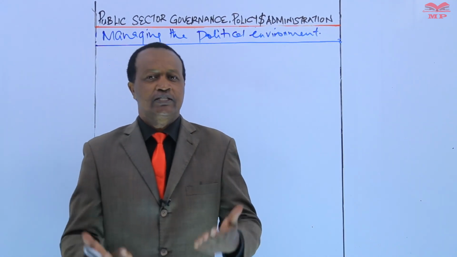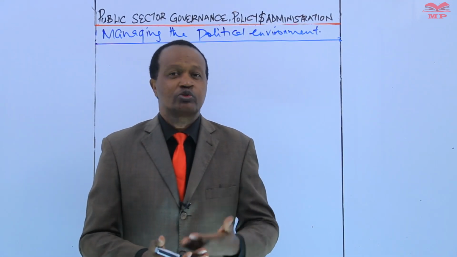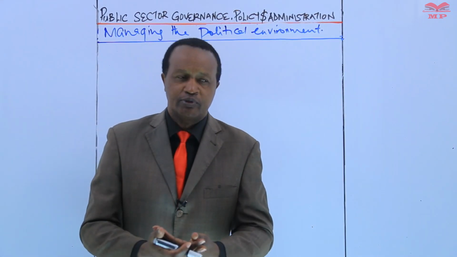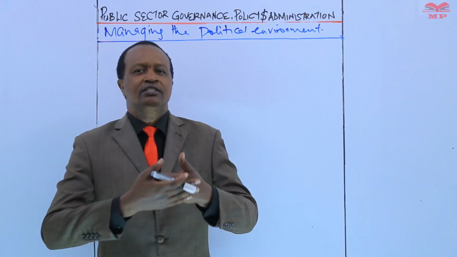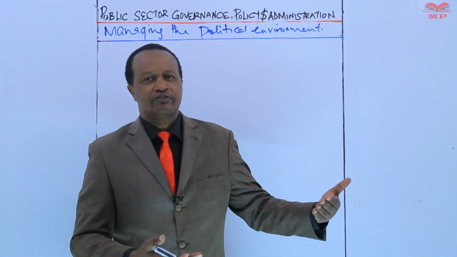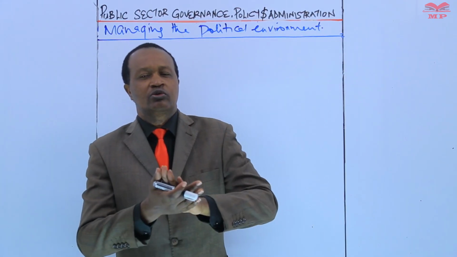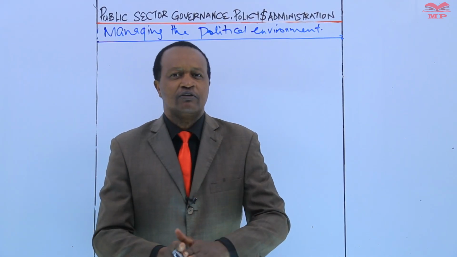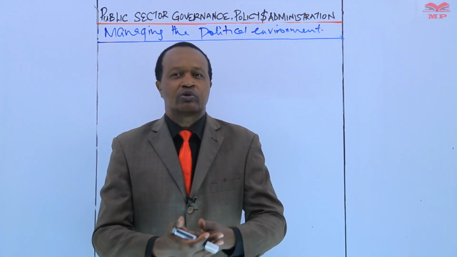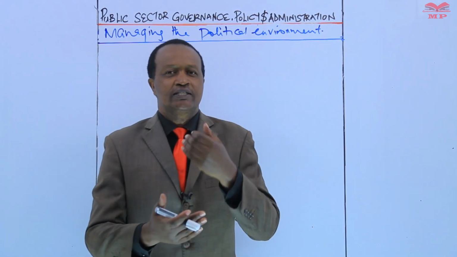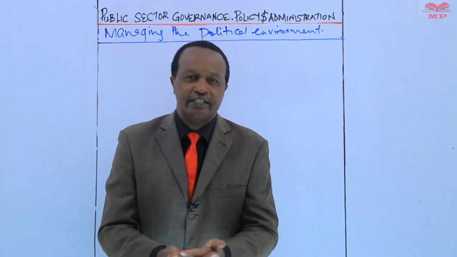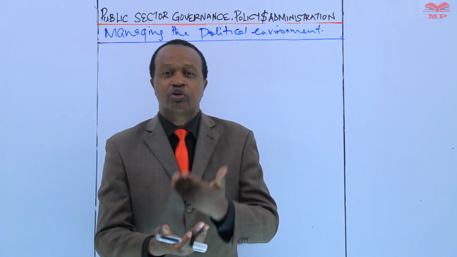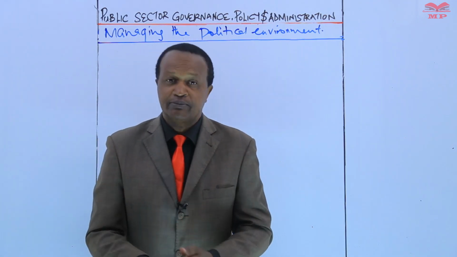So it's very critical for public administrators to understand and adapt to the political landscape to effectively implement policies and also to achieve organizational goals. So in this lesson, we will highlight some of the strategies for managing the political environment, and that includes building relationships, strategic communication, stakeholder engagement, and so on.